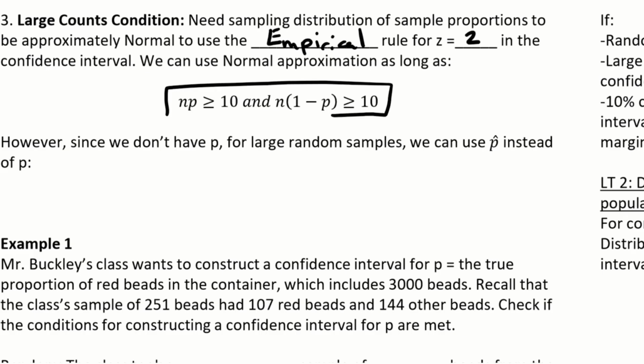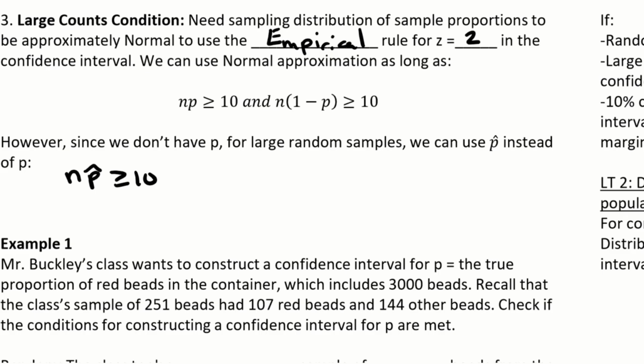Now remember that we actually don't know p. p is unknown. So since we don't have p, we're going to replace p with p hat. Okay? So in fact, the condition actually looks like this: n times p hat is greater than or equal to 10, and n times 1 minus p hat is greater than or equal to 10. And that's the set of conditions we want to use.